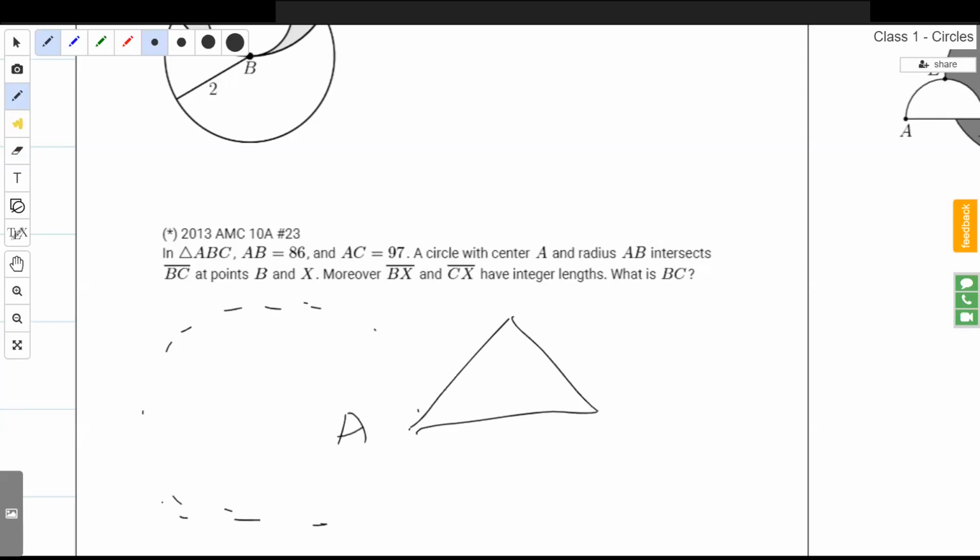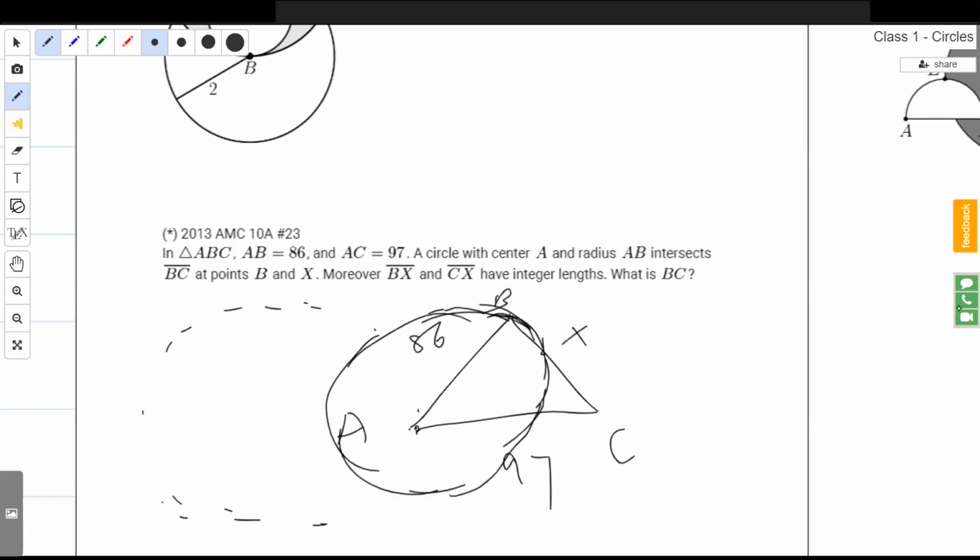Triangle ABC. AB is 86. AC is 97. The circle with center A and radius AB intersects BC. Okay, that doesn't... oh, no, it does. It intersects BC at points B and X. So basically, what they're saying is that the circle is going to intersect here, then intersect here again, like that. It's not tangent, so it can do that. And this is X. Basically, what we want to find is what BC is.